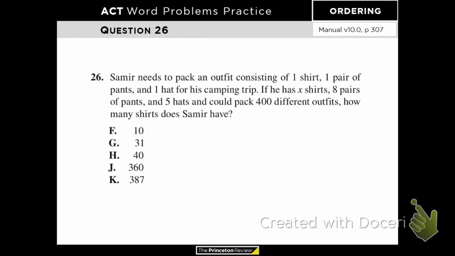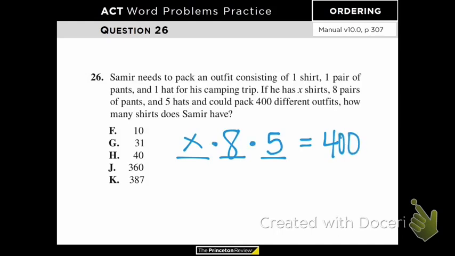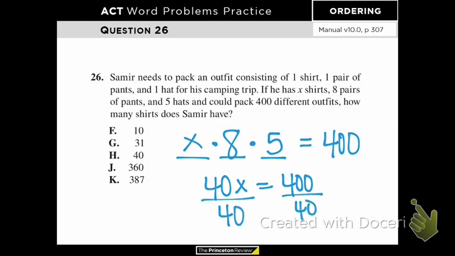26. Samir needs to pack an outfit consisting of 1 shirt, 1 pair of pants, and 1 hat for his camping trip. So, again, setting up our slots here. He has x shirts. I don't know however many, that's what I'm going to be solving for. There are 8 pants, though, and 5 hats, and I know he's got 400 different outfits. So I'm multiplying, setting it equal to 400. 8 times 5 is 40, so really I have 40x equals 400, and then I can just divide by 40 to solve for x. Okay, so x equals 10.